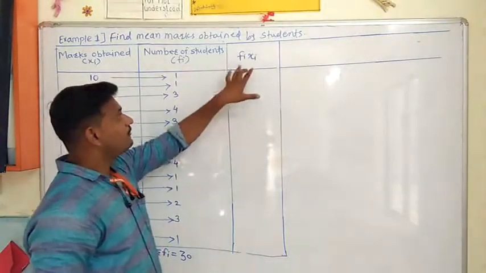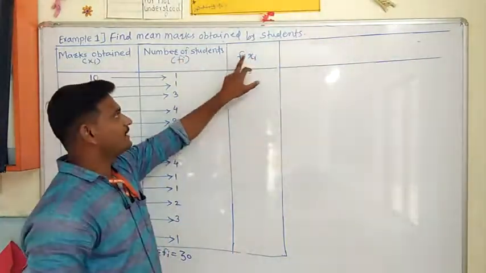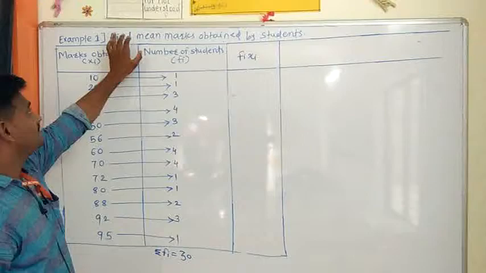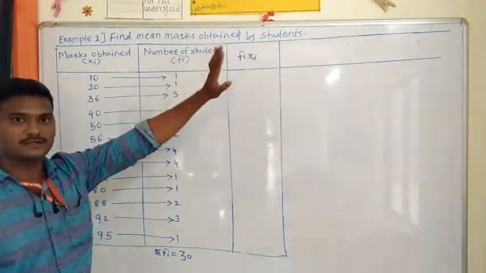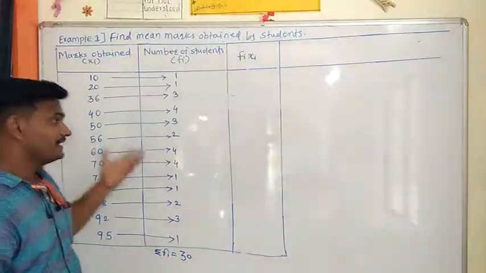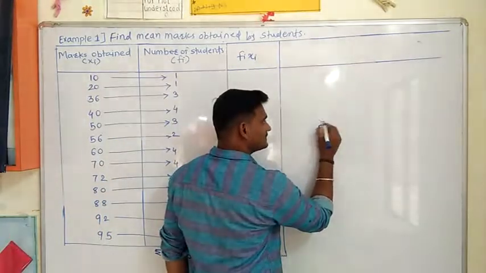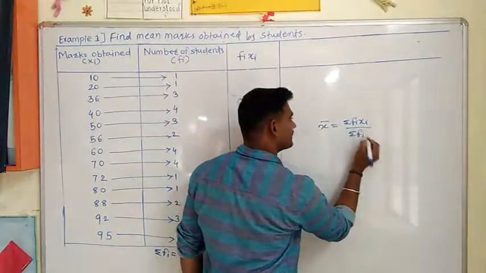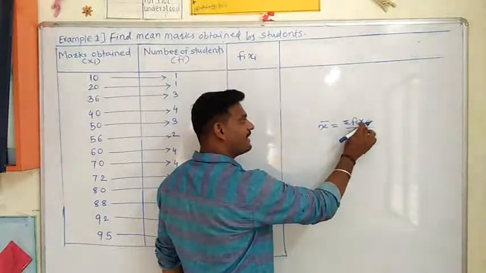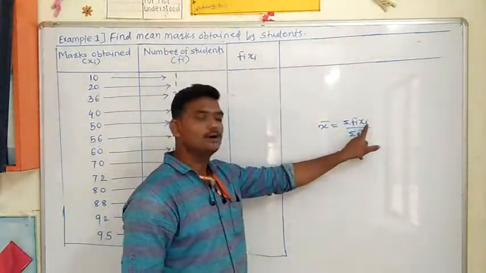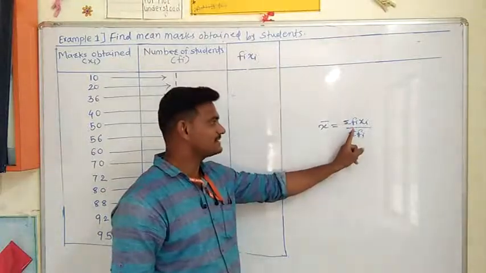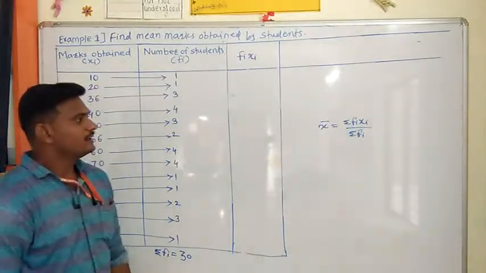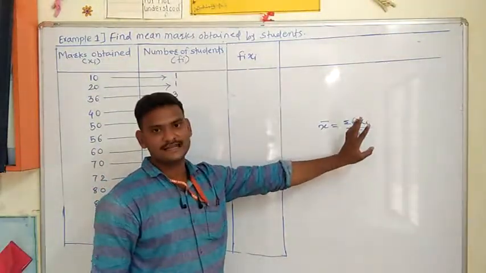After that, we have to find fi into xi. Why is it required? Because we have to find the mean of the marks obtained by the students. The formula for the mean, we know: x bar is equal to summation of fi into xi divided by summation of fi. In this formula, we require fi into xi and their sum, and the fi sum is also required. We got summation of fi is equal to 30. Now only fi into xi is required.